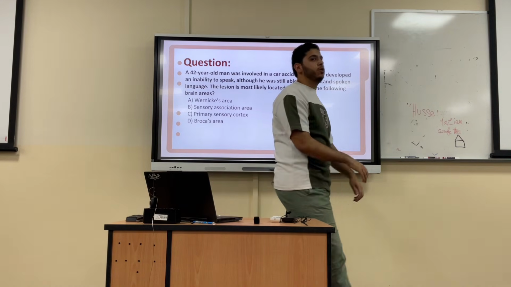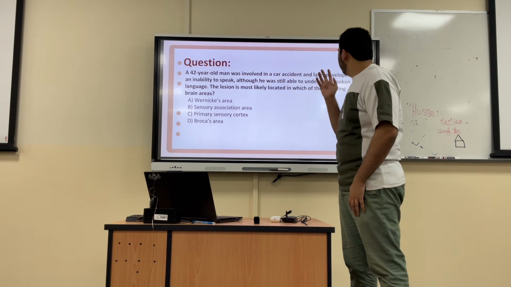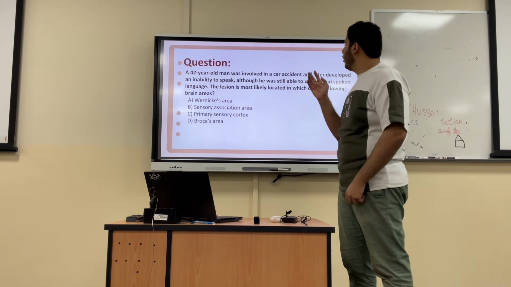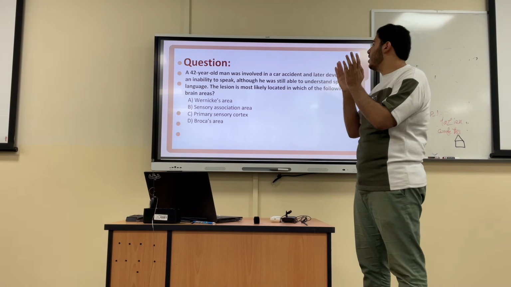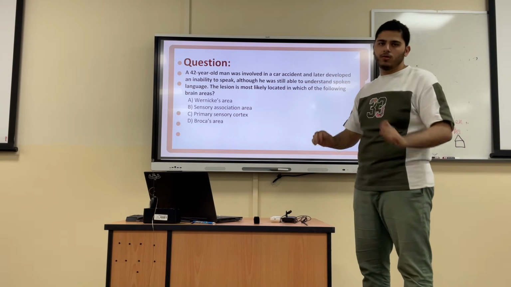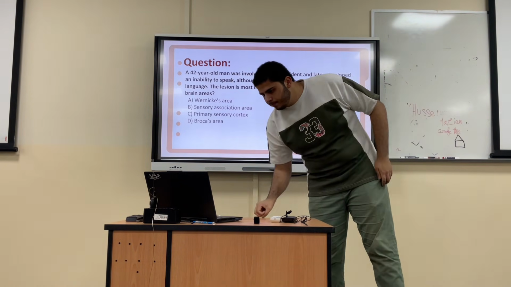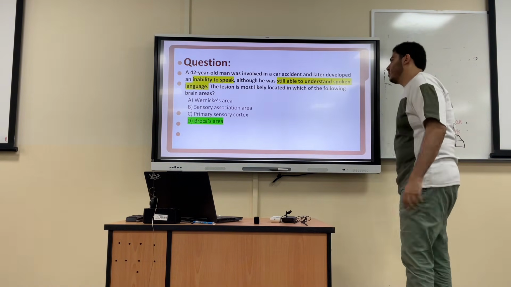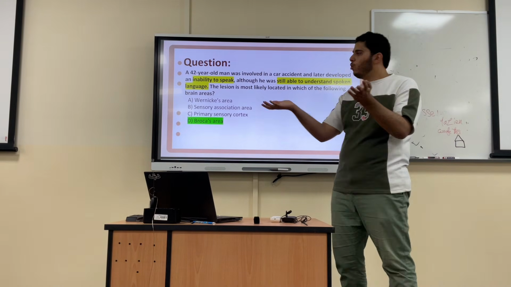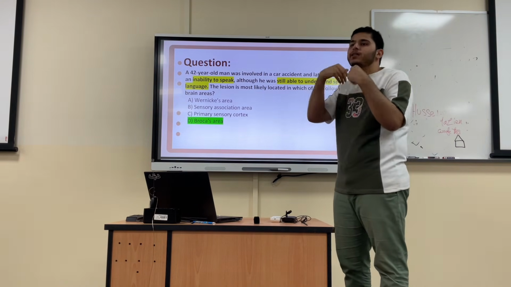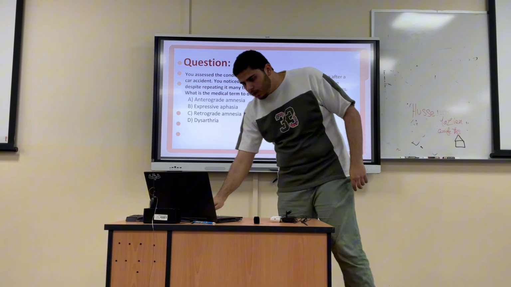Let's go. We have a question here. A 42-year-old man was involved in a car accident and later developed an inability to speak, although he was still able to understand the spoken language. The lesion is most likely located in which of the following brain areas? Of course, Broca's area. As I said, inability to speak. He cannot speak, but he can understand. Wernicke's: he can speak, but he cannot understand. Word salad.